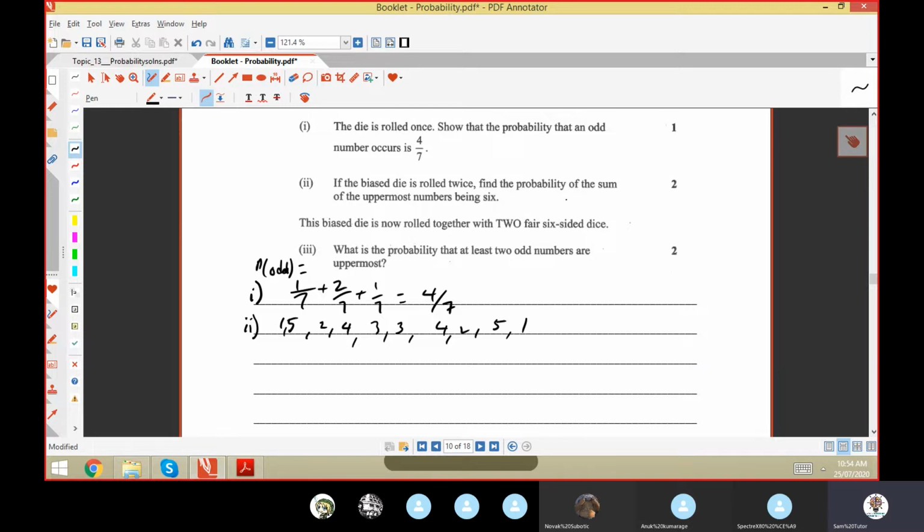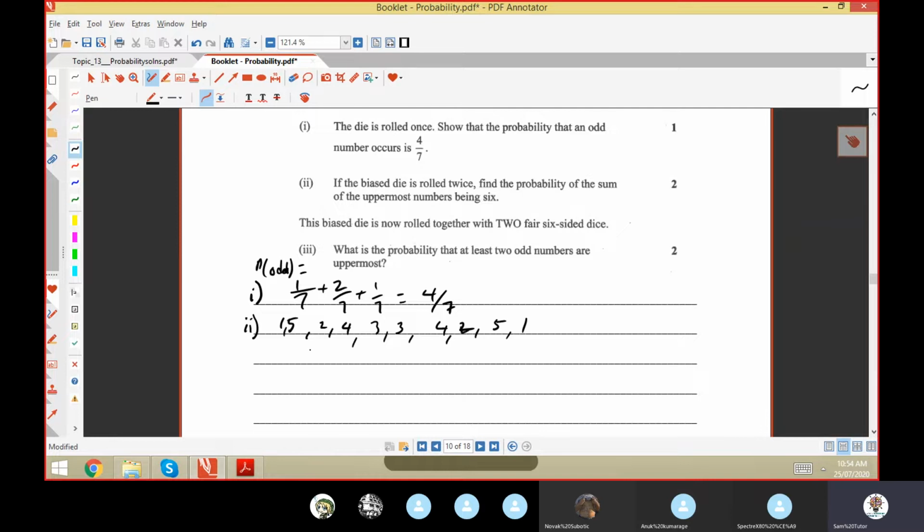Where's red dice? Find the probability of the sum of the uppermost being number 6. Why do I not want to list them? I should be able to just see it like this. 1 out of 5. I've lost my train of thought. I don't want to list it. Alright, anybody help me out?